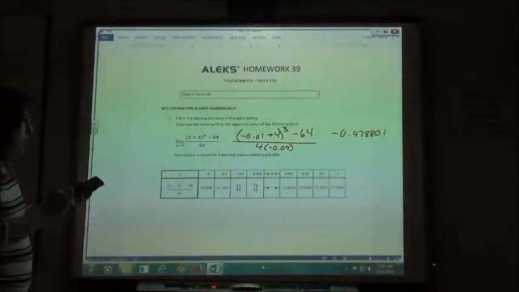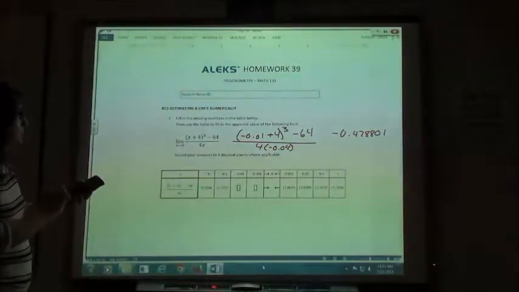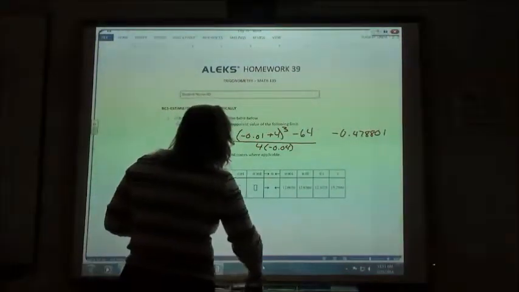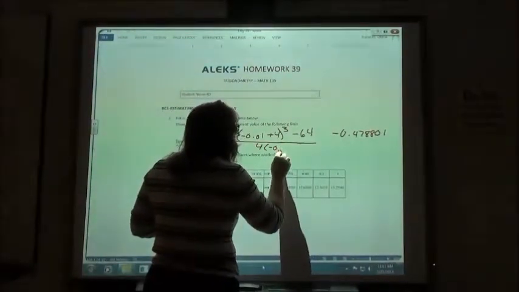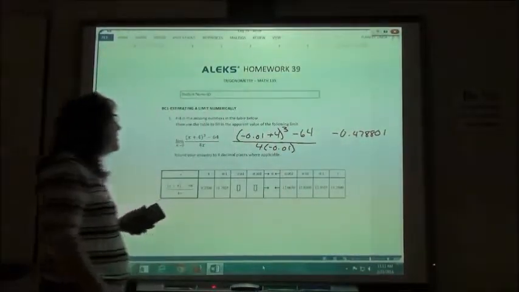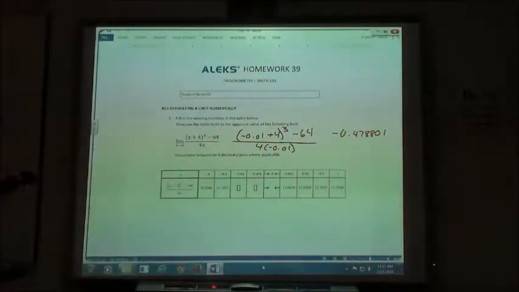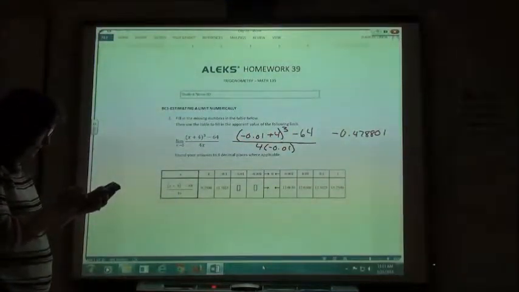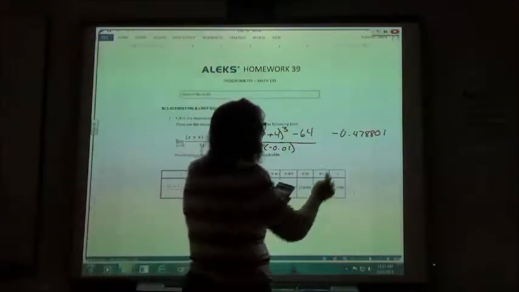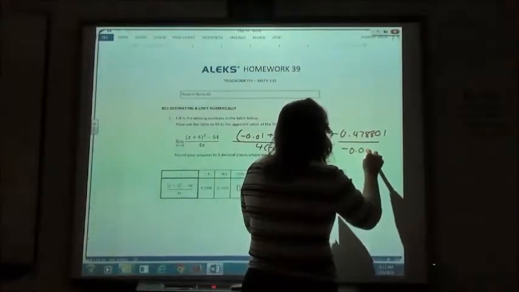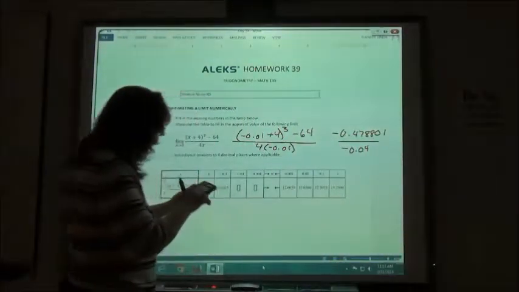On the bottom, 4 times negative, I put a 4 in there, that's not right. Let me fix that. We substituted in -0.01. That's what I should be doing. I already multiplied. So, fixing that, 4 times -0.01 gives me -0.04. So now I'm going to take the top divided by the bottom.